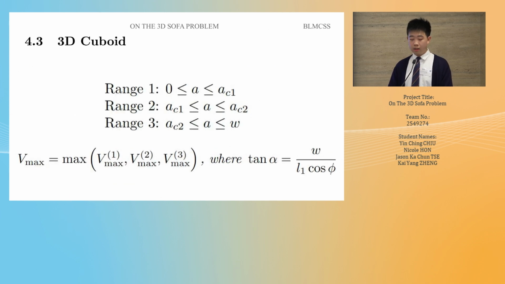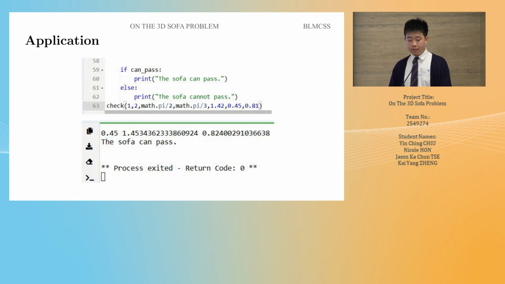And then for the 3D cuboid, similar to the 2D case, there are 3 ranges now, and we need to examine them. And we solve it by the Python program again, and we finally substitute the new alpha into the maximum expressions. And we conclude our main result by this Python program, where we may input the dimensions of the solid, and also the parameters of the staircase, which are W, H, theta, and phi. And then we may determine whether the solid can pass through the staircase or not, and the code can also give us the maximum volume of the prism that can pass through the staircase.